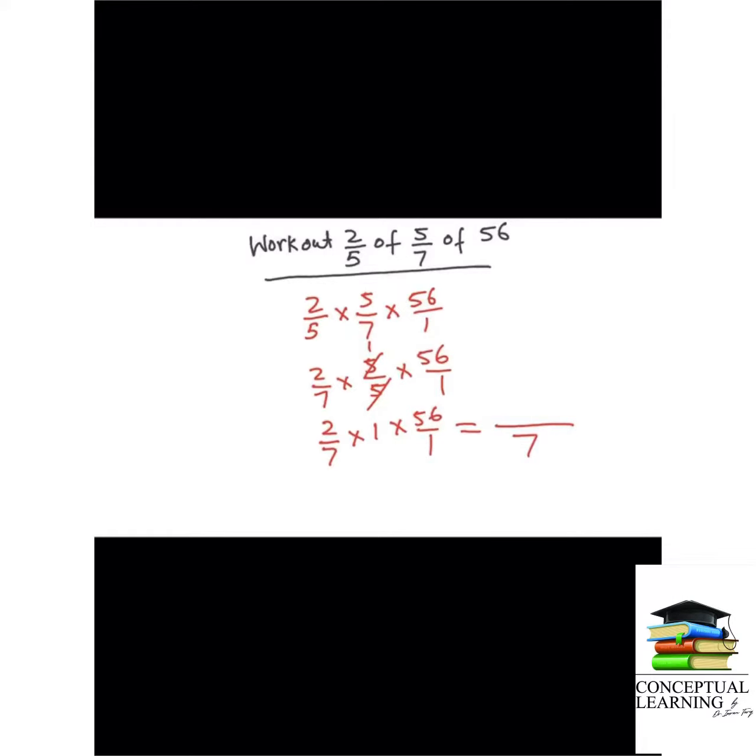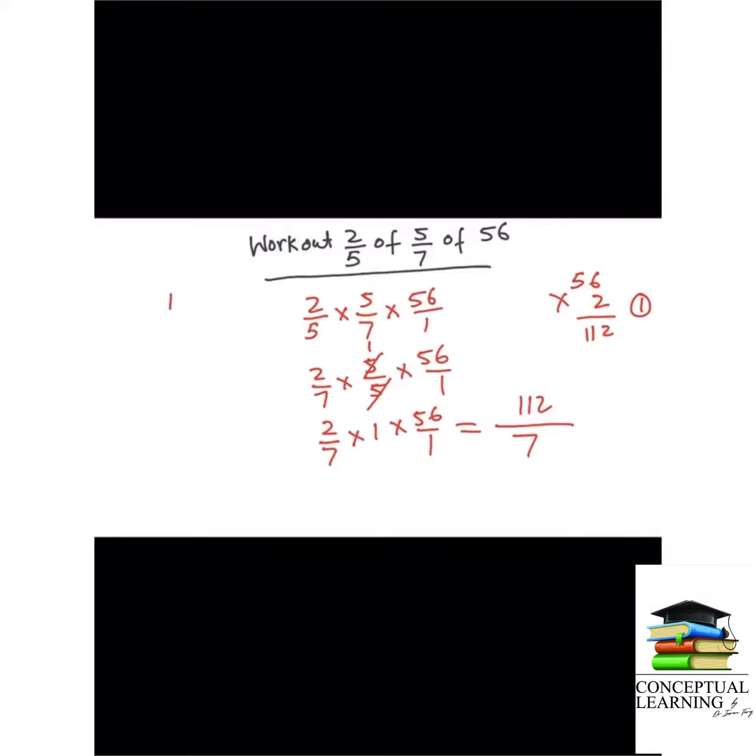So we could do this one. We have to do 56 times 2. 6 times 2 is 12. Carry 1. 5 times 2 is 10. 10 plus 1 is 11. So 112 over 7. We can see if we can further simplify, we do. If we can't, we leave it as it is.